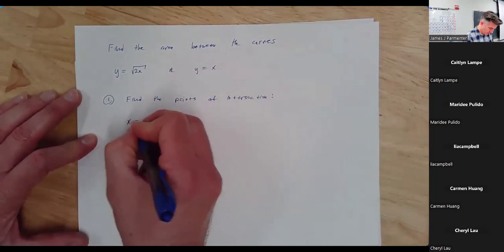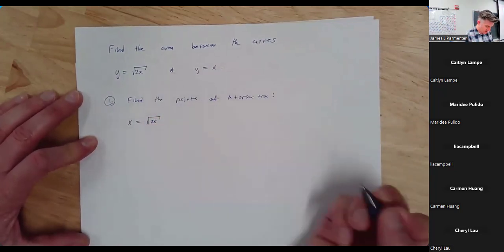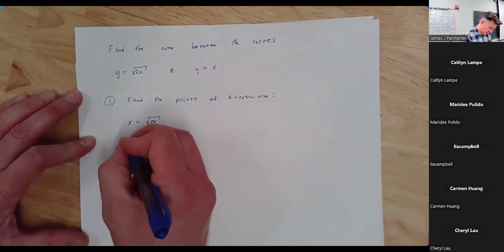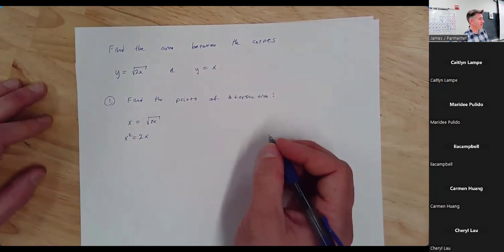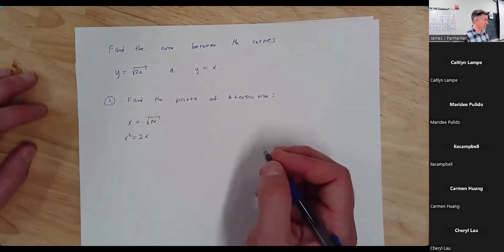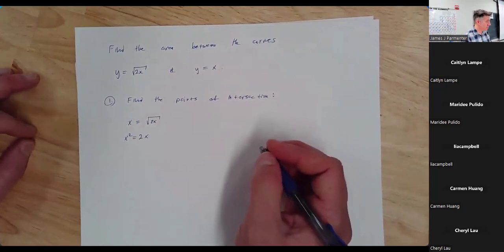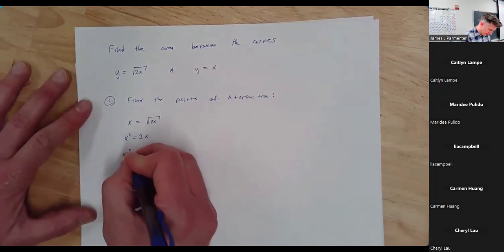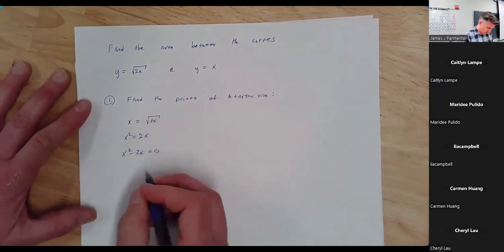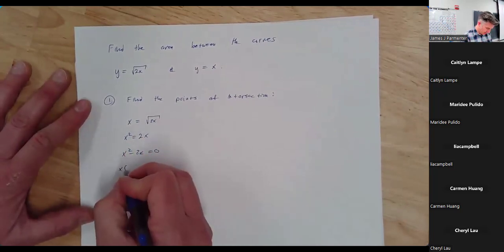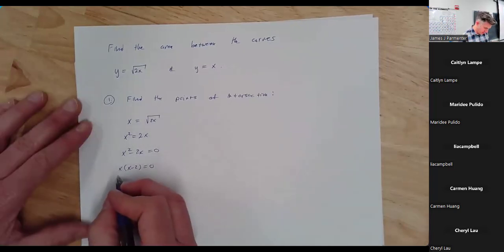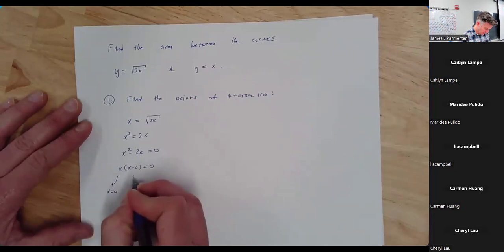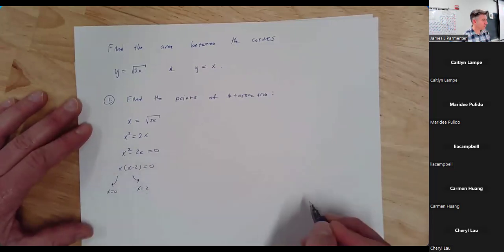So x equals the square root of 2x. I'm going to square both sides. I'm going to get x squared equal to 2x. I'm not going to divide both sides by x because that's dangerous. I'd lose the solution. I'm going to bring everything to one side, and then I'm going to factor. So x squared minus 2x equals 0. You get x times x minus 2 equal to 0. So our points of intersection are going to be x equal to 0 and x equal to 2.